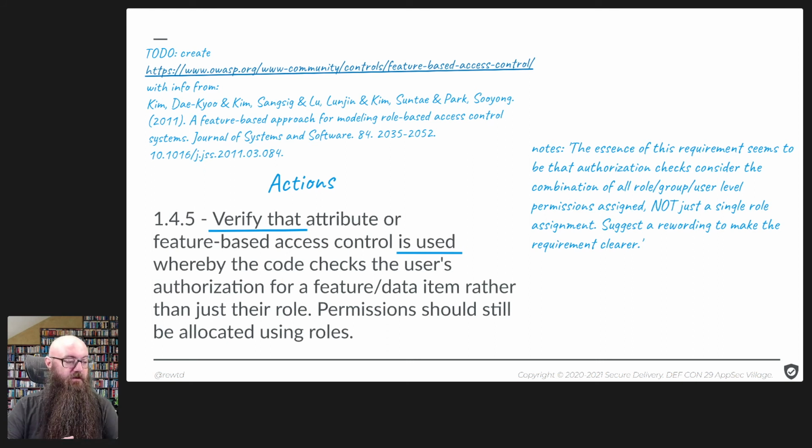This particular requirement actually does have a note back to the ASVS team, and it also has a to-do item, a thing that needs to be done, because we don't have an article on a feature-based approach for modeling role-based access control. But there is somebody who's written a paper on it, and that's a good source to start at.